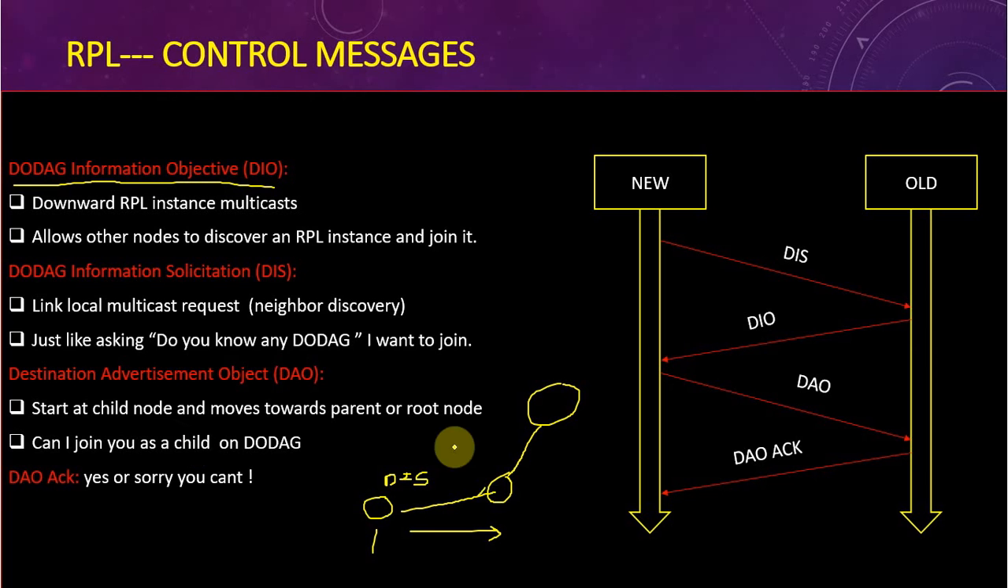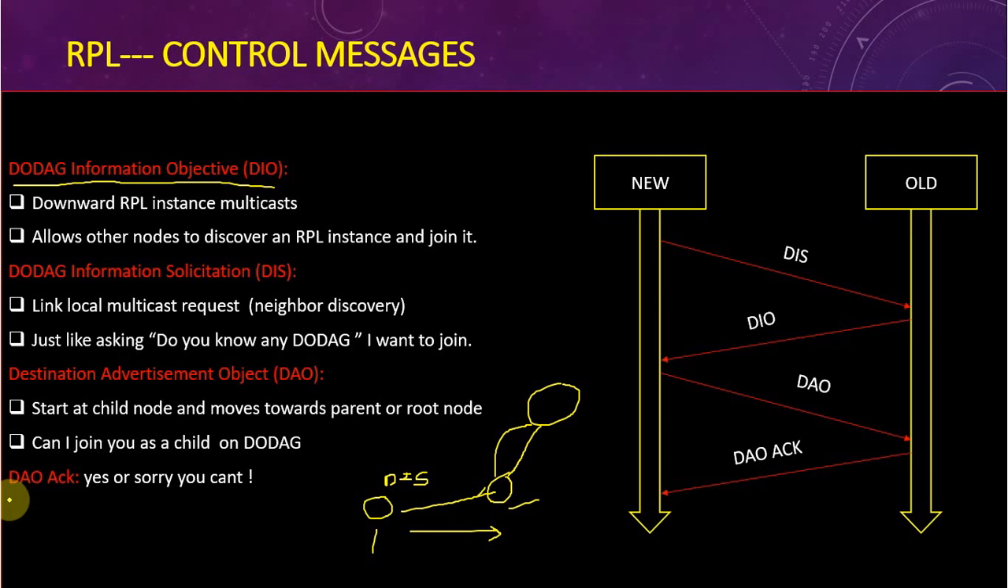can I join you as a child on the DODAG? It knows from the DIS message that this node is connected to the DODAG, and if I connect to this one, then I will be a part of that DODAG. So it will ask the parent node, can I join you as a child, so that I will be connected to a DODAG.